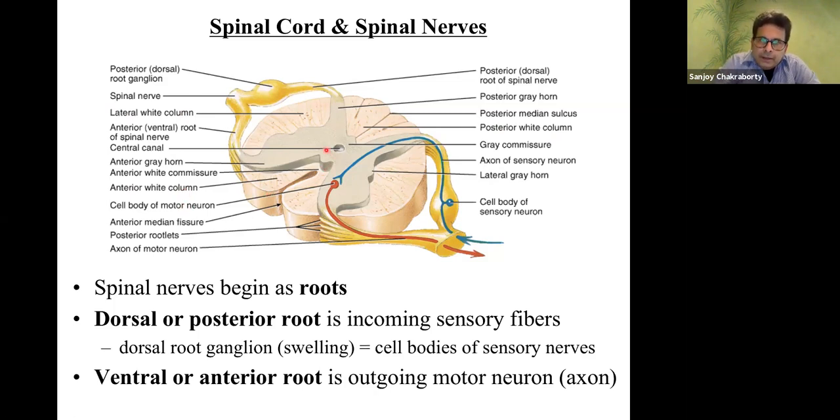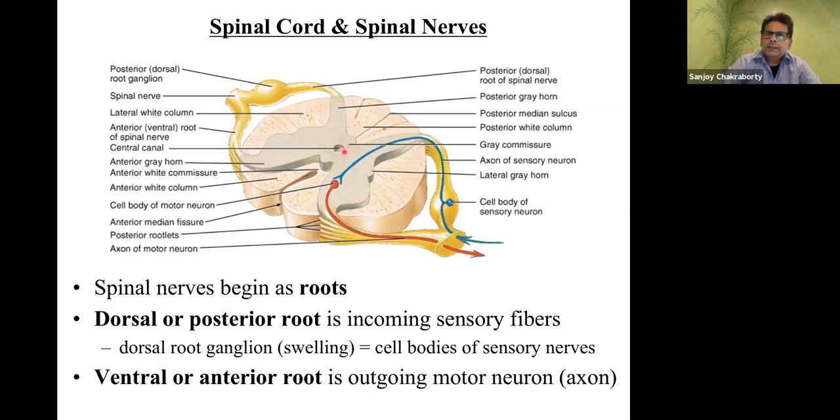Then the narrow connection on both sides of the gray matter, connecting the two sides, is known as the gray commissure. Commissure means like a narrow bridge. So the gray commissure is the area where the left and right sides are joined. And the central canal is located right there in the gray matter.